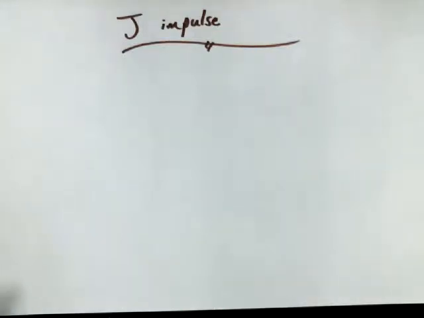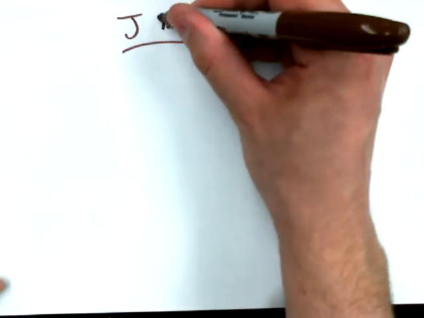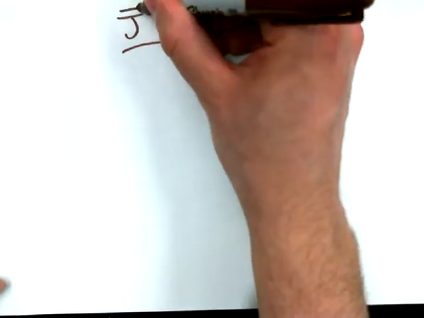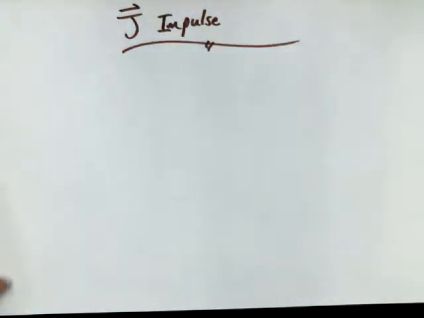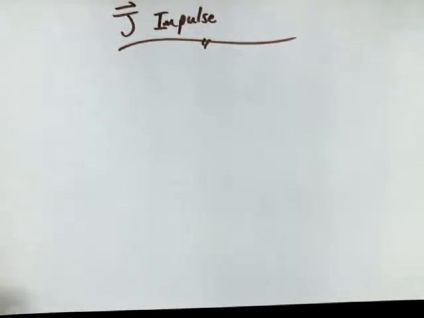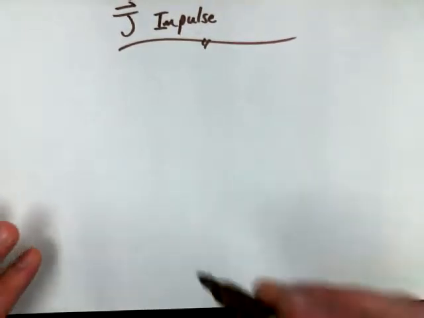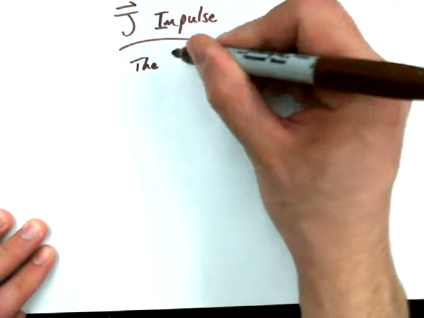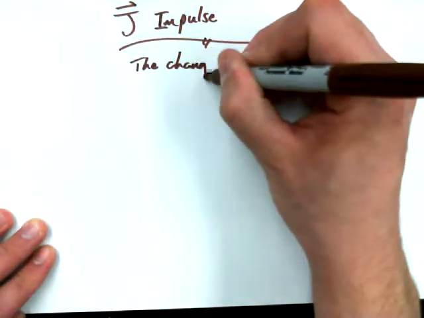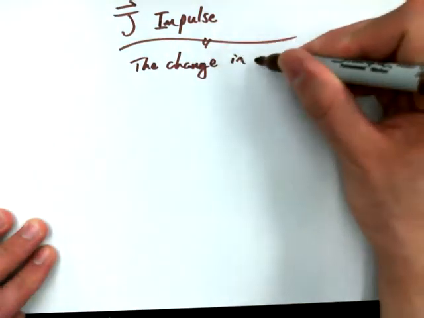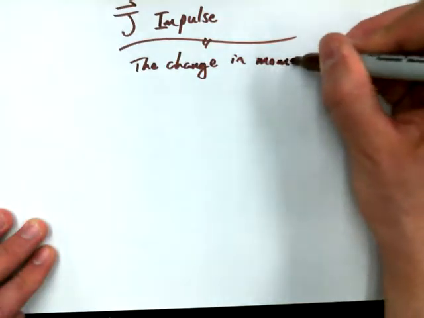Impulse. We're going to talk about impulse. This looks like Gympulse. I'll change that. Impulse, the variable is j. Okay, we talk about momentum having a variable that we defined as p, and impulse is the change in momentum.